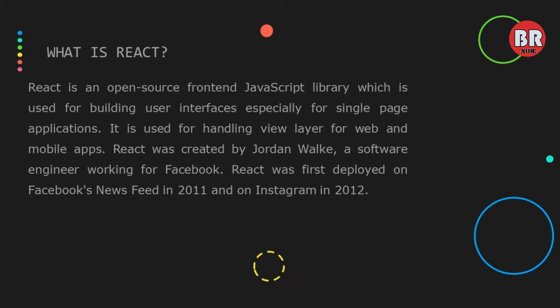What is React? React is an open-source front-end JavaScript library which is used for building user interfaces, especially for single-page applications. It is used for handling the view layer for web and mobile apps. React was created by Jordan Walke, a software engineer working for Facebook. React was first deployed on Facebook's newsfeed in 2011 and on Instagram in 2012.